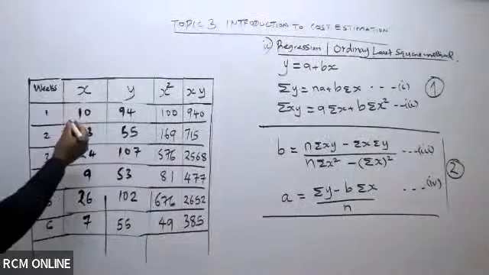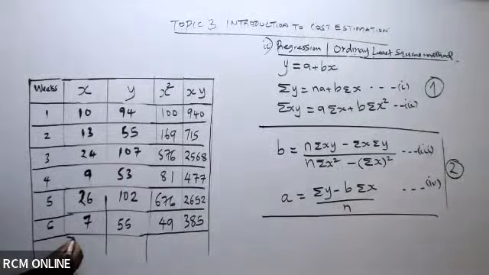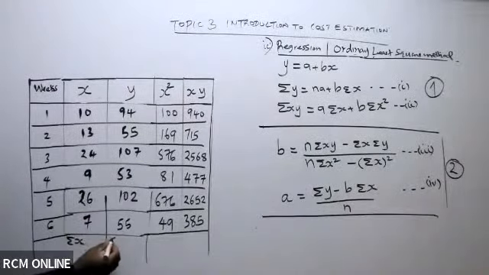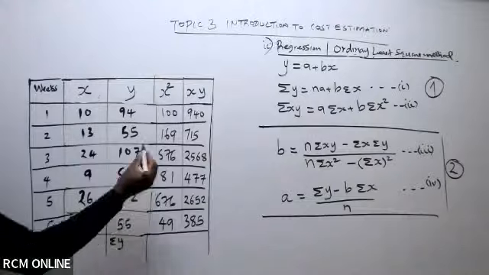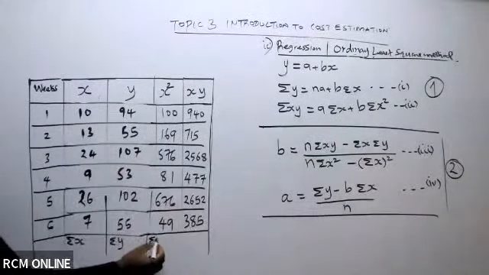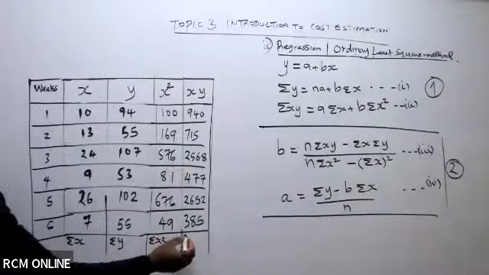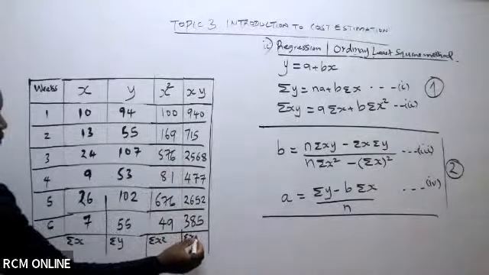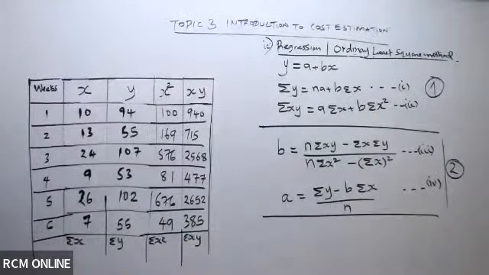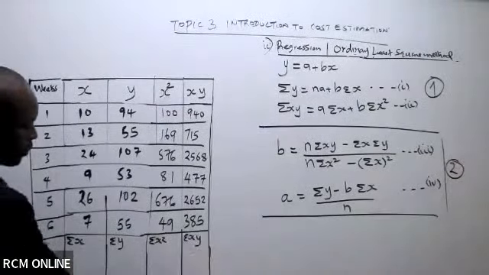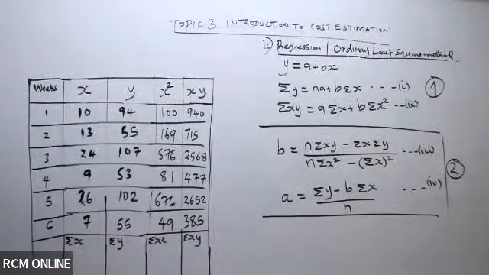When I add x together, I'll be getting summation of x. When I add y, summation of y. When I add x squared, summation of x squared. xy, summation of xy. Can you now give me the totals? I believe the space is still enough for us to get these items. So can you give me the summation of x?